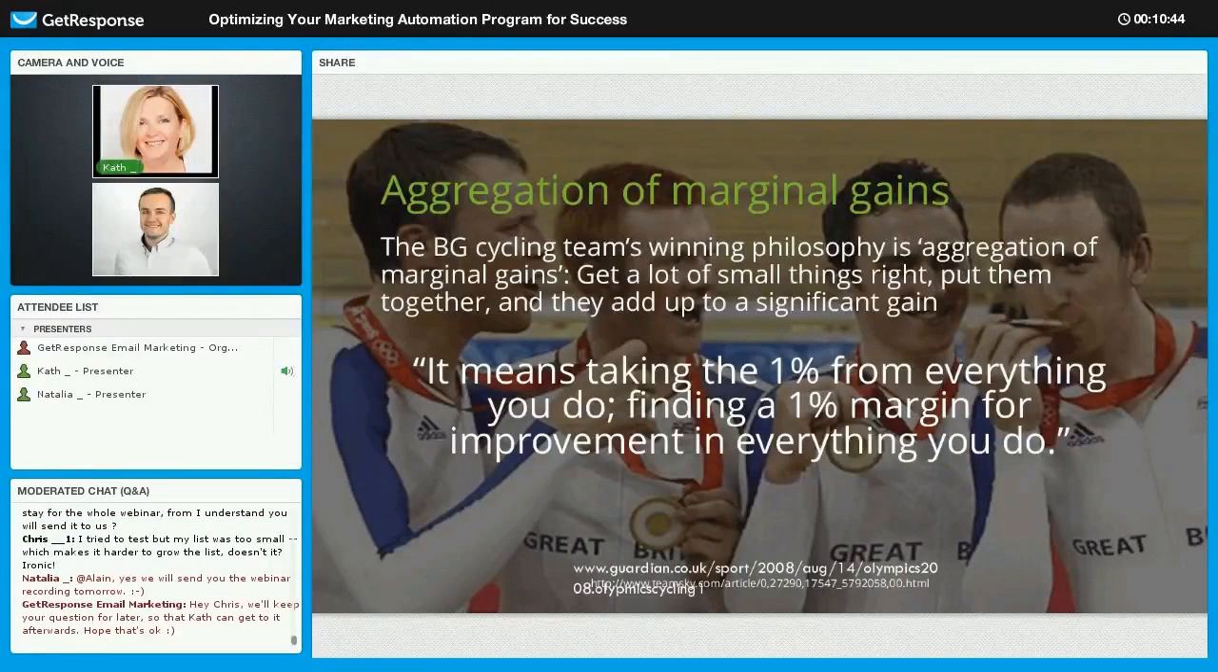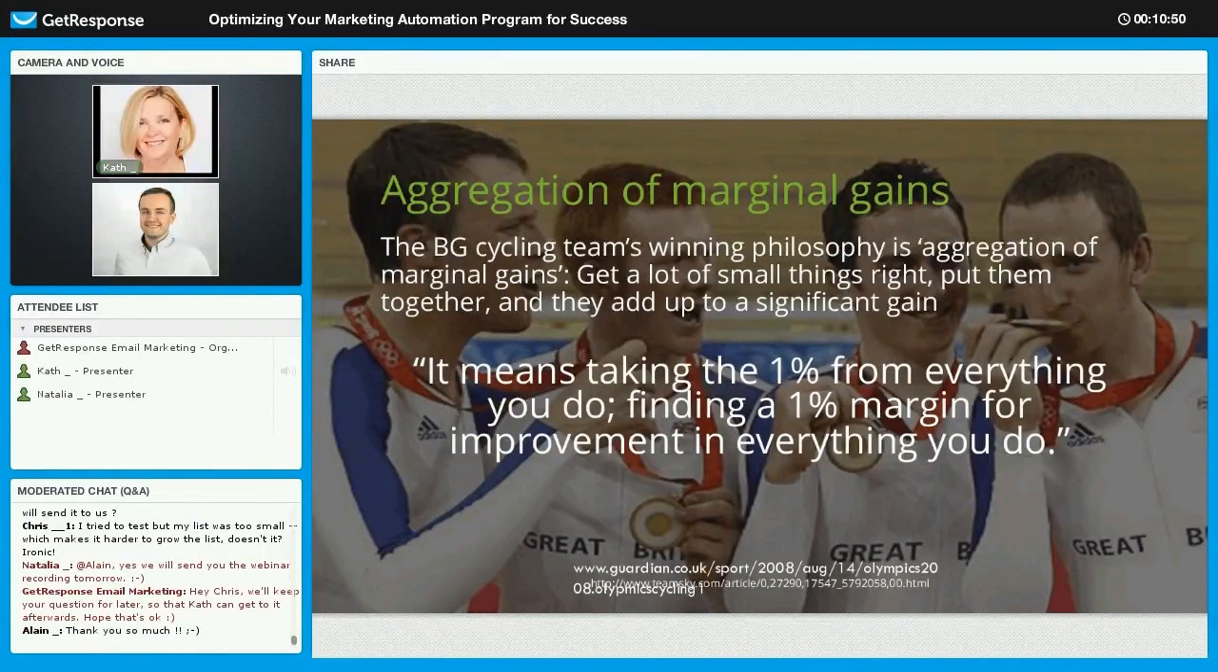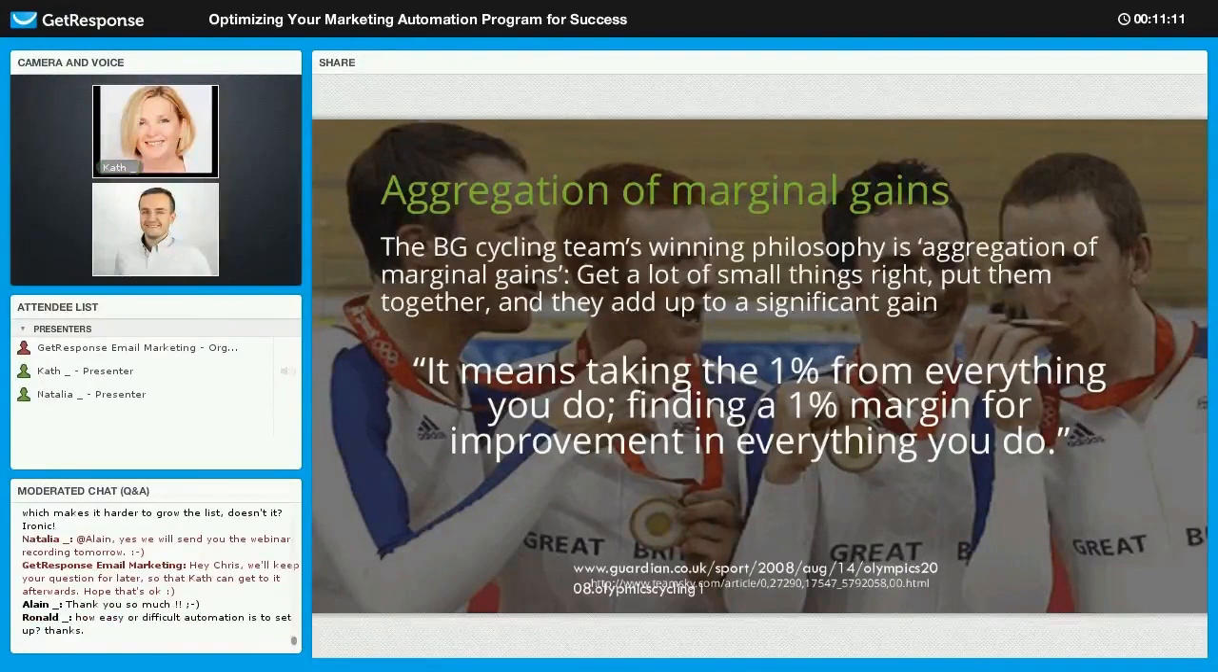So because we're going to be setting this test up essentially as a perpetual test, that's the whole idea, that's the principle of it, we're going to be using the aggregation of marginal gains. How that works is it means taking the 1% of everything that you do, finding a 1% margin for improvement in everything that you do. And this is what the British cycling team used to win the Beijing and also the London Olympics. So it wasn't a huge, oh my goodness, we've just revolutionized everything and here's a 30% uplift. It's nothing as stunning as that. It's just an incremental increase.